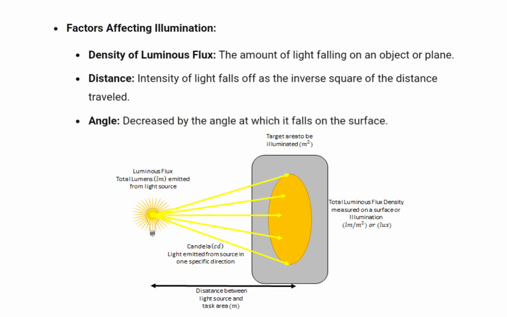Angle: illumination is decreased by the angle at which light falls on the surface. Light hitting a surface directly illuminates it better than light hitting at an angle.